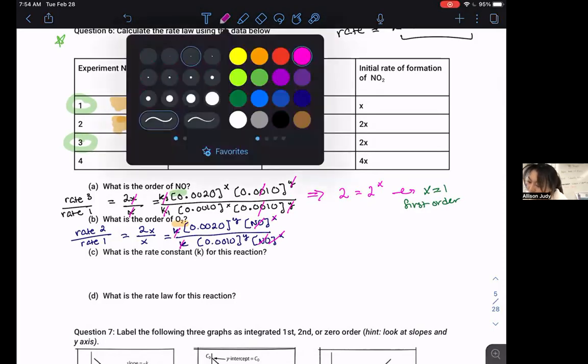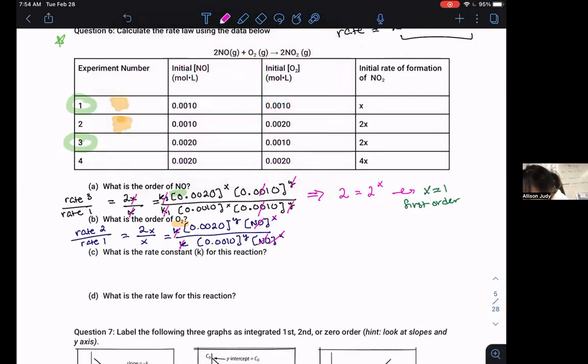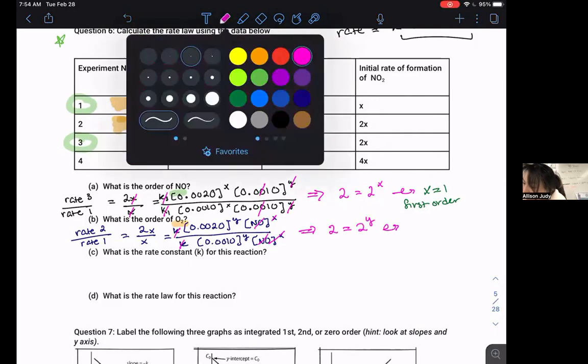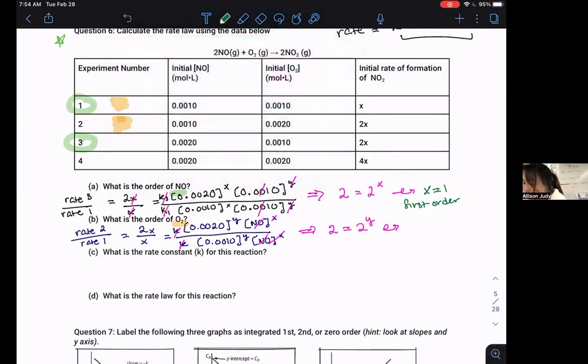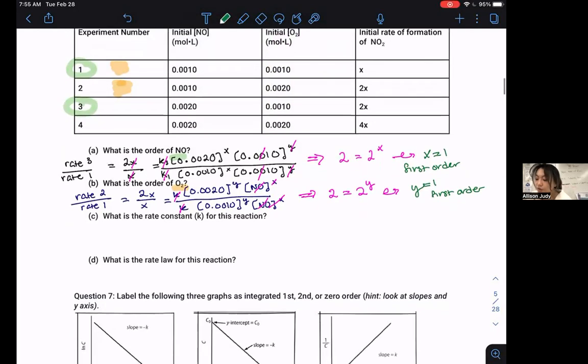And we would find that we get a similar simplification down to 2 equals 2 raised to the power of y, telling us that the reactant order with regards to the reactant species of pure diatomic oxygen is also going to be first order. So if we double O2 concentration, keeping NO concentration constant, we would see a doubling in our rate of reaction. So the question then is, what is the rate constant for this reaction?